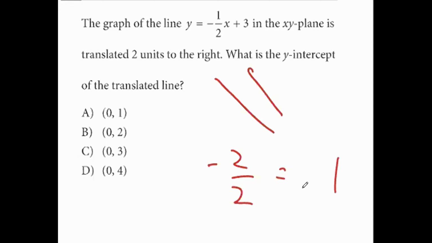1. And since this is a negative slope and you moved it 2 to the right, you have to go up 1 for the new line's y-intercept. So this would just be positive 1. So what is the y-intercept of the translated line? Well, the original y-intercept was 3, and now you're adding 1, which makes the new intercept 4. So the correct answer is (0, 4).